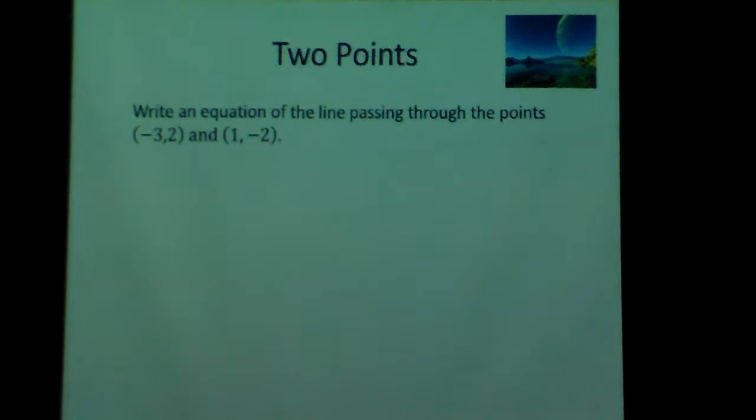All right, let's write an equation of a line that passes through these 2 points right here. Well, first off, in order to write an equation, you have to have a what? A point and a slope. We have a point, we have 2 points, but we don't have a slope. So guess what I have to find first? The slope. Well, Coach Stoney, how do I find a slope?